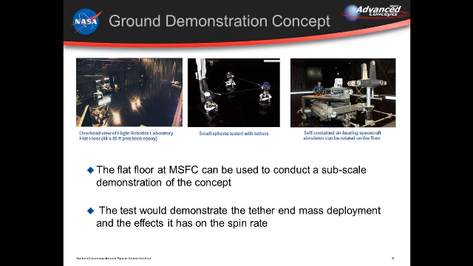I mean, this is just an example of a large rig they have. I think it's over a ton. It's on air cushions and can spin around. You just barely touch it and it'll move. So it may be a way to also demonstrate the physics of deploying this end mass and showing how much it pulls off on that spin rate.